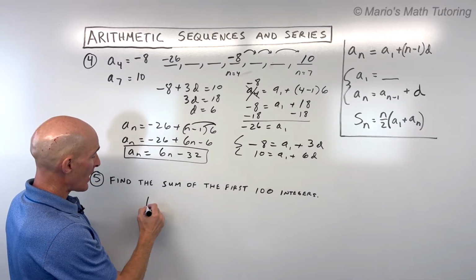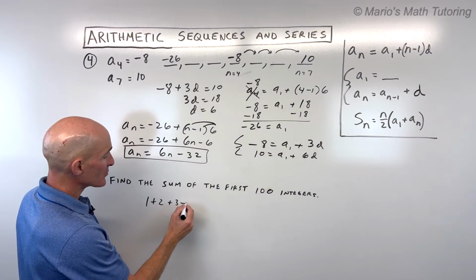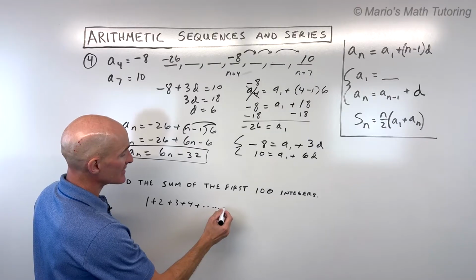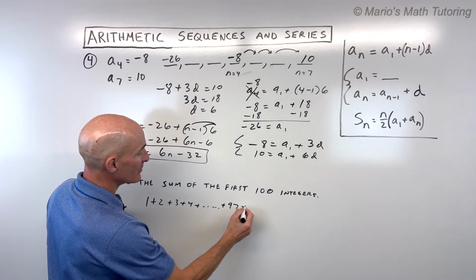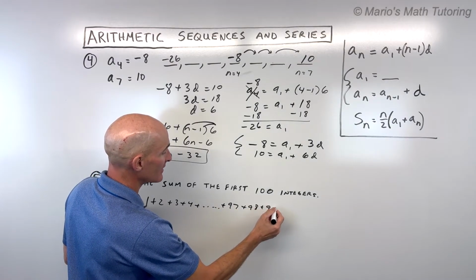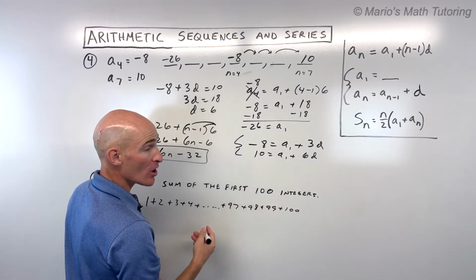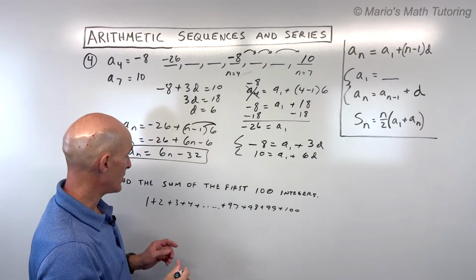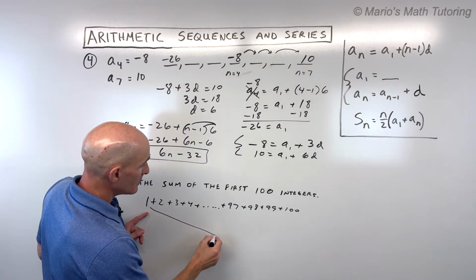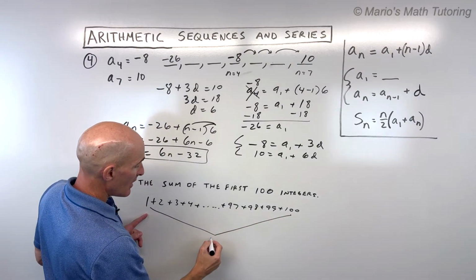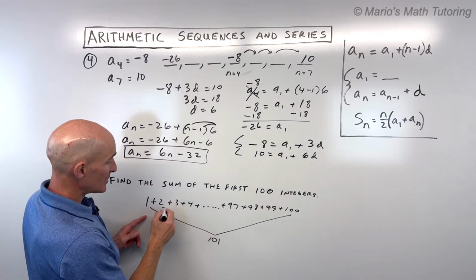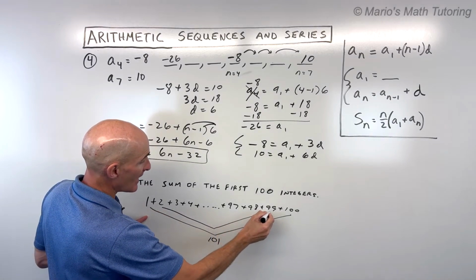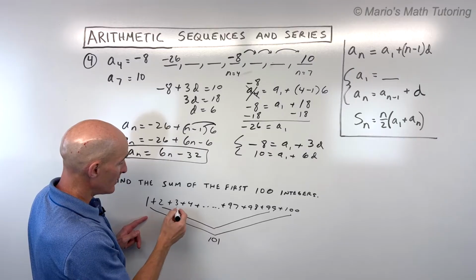And so imagine if you were adding 1 plus 2 plus 3 plus 4 plus dot dot dot plus 97 plus 98 plus 99 plus 100. It would take a long time to just add all those numbers together. But see if you can follow this pattern. If I take 1 plus 100, I get 101. If I take 2 plus 99, I get 101.